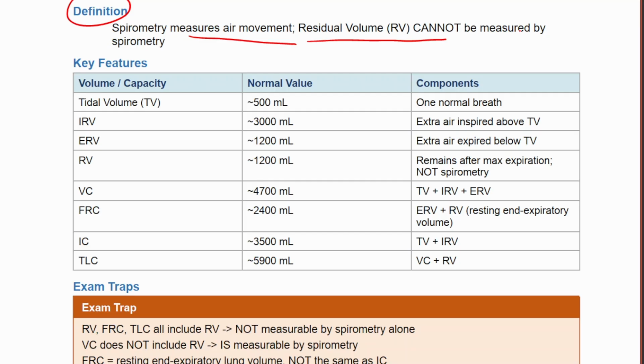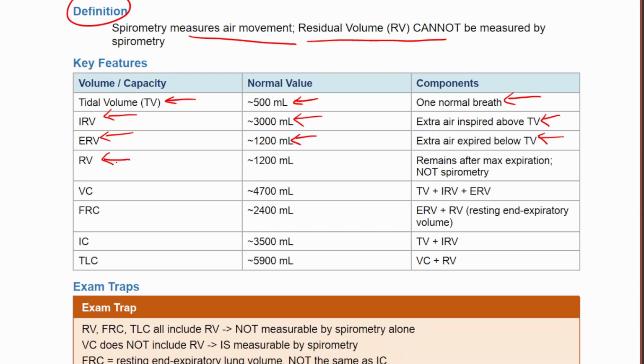Let's break down the key features table, memorizing the normal values and components for each volume and capacity. Tidal volume has a normal value of 500 ml and represents one normal breath. Inspiratory reserve volume has a normal value of 3000 ml and is defined as the extra air inspired above tidal volume. Expiratory reserve volume has a normal value of 1200 milliliter and is the extra air expired below tidal volume.